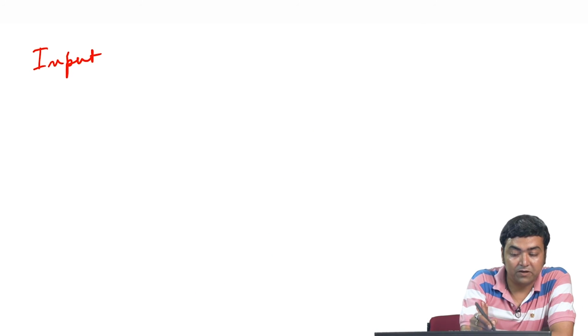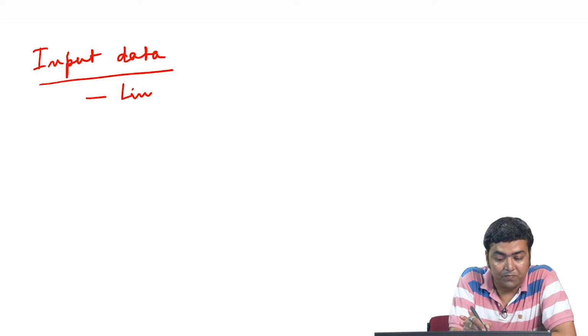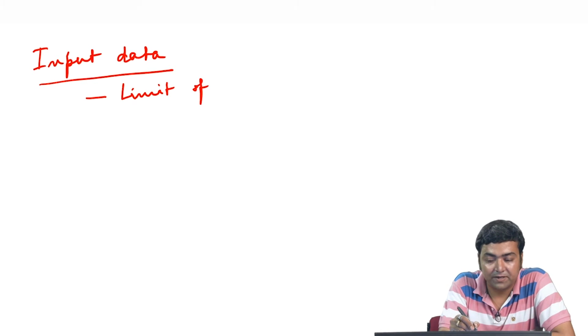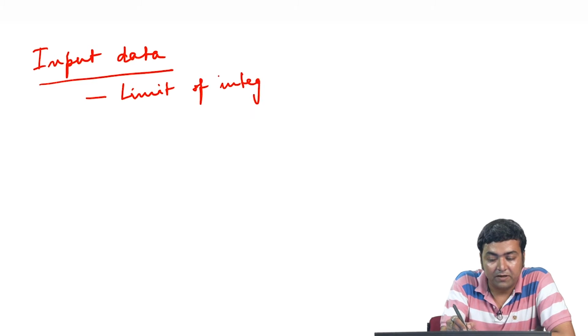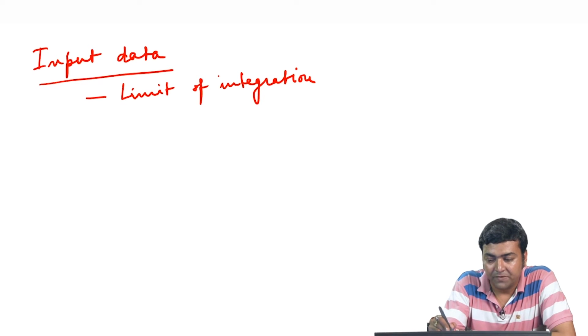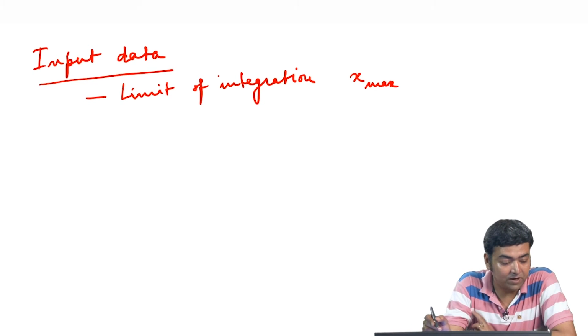Now, when one tries to write a code, one needs to give some bare minimum amount of information or input. So, the input data that one will need to put in to convert this to a code. The first thing you need to know is the limit of integration. In general, for this particular case your x can go from minus infinity to plus infinity, but that is not possible to do numerically. So, I need to give some maximum value up to which I want to integrate, some maximum value of x, which I call x max.